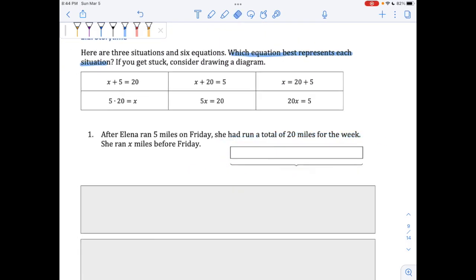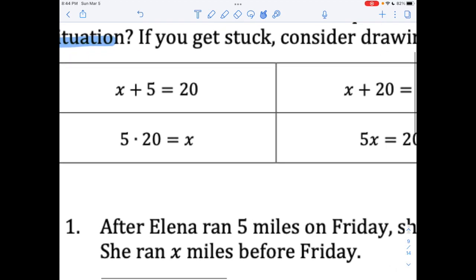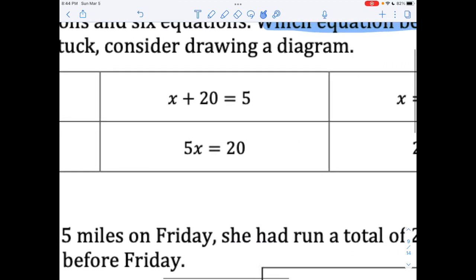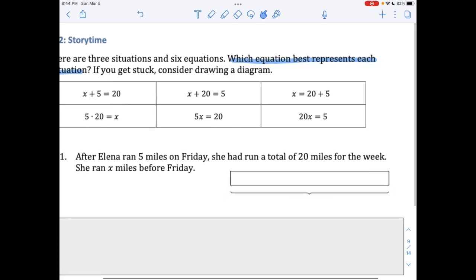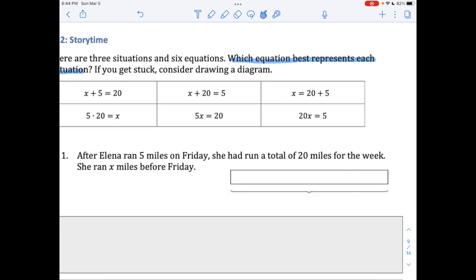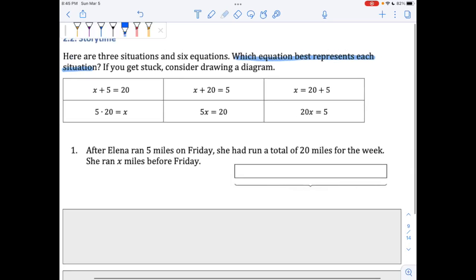Instead of trying to go through each box and say, what does that mean? What does that mean? What does that mean? I'm going to go down to the first story and see if I can make a diagram, and then I'll go back and see if the equation matches it. We're going to do number 1 together, and then I'm going to let you try number 2 before I do my explanation. Here we go.